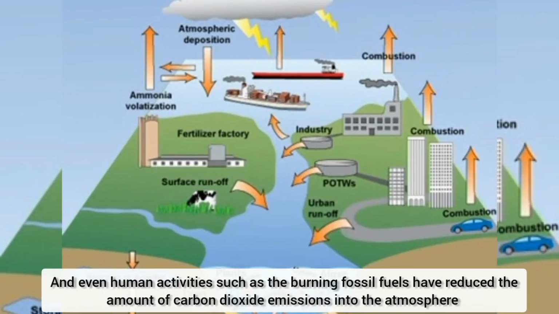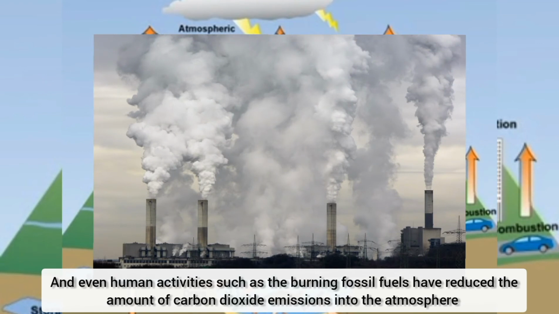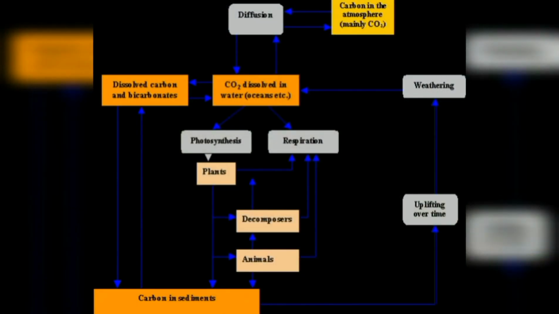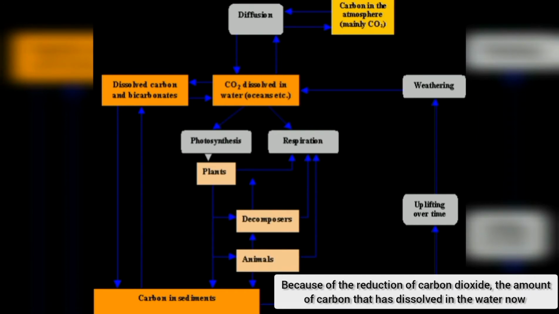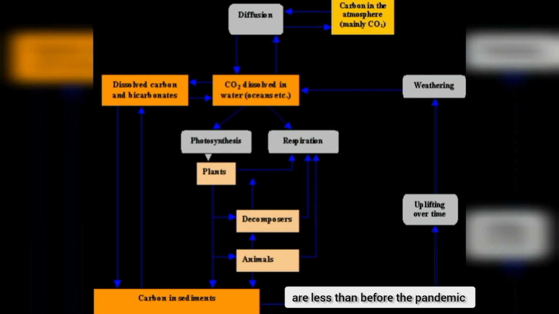Even human activities such as the burning of fossil fuels have reduced the amount of carbon dioxide emissions into the atmosphere. The carbon in the atmosphere, mainly carbon dioxide, will be dissolved in the water through a process called diffusion. Because of the reduction of carbon dioxide, the amount of carbon dissolved in the water now is less than before the pandemic.